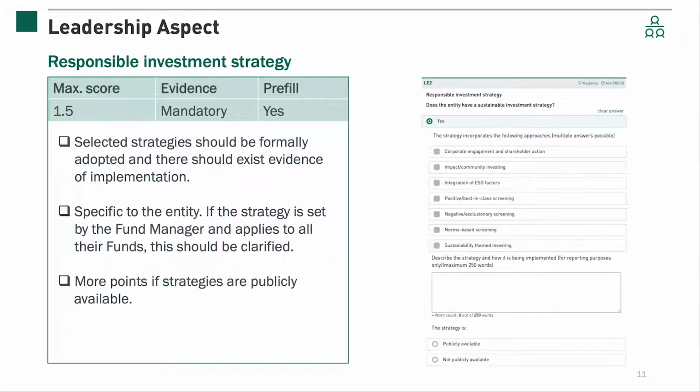These have emerged as a global standard of classification. This indicator is worth 1.5 points. Evidence is required for this indicator. It is validated to check whether the strategies have been formally adopted by the fund and that they've been implemented. If the entity participated last year, the indicator will pre-fill with last year's strategies. In this case, review the response and/or evidence carefully because circumstances may have changed.